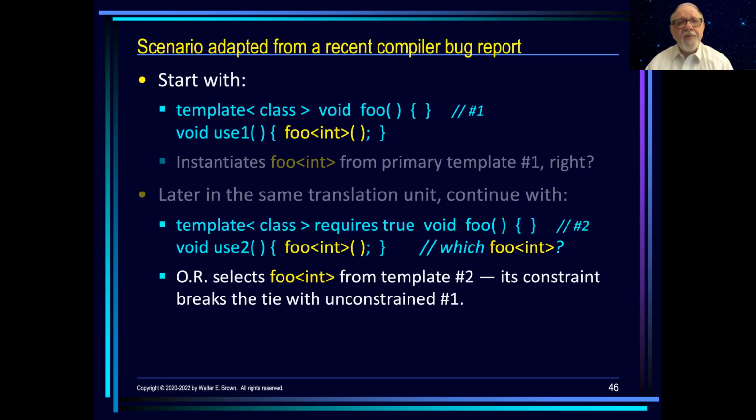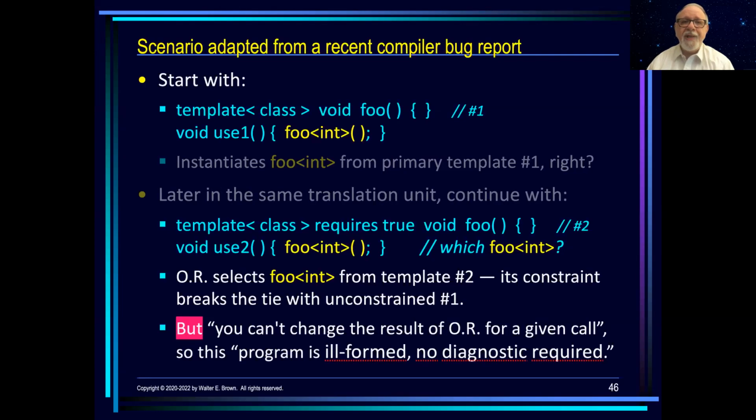Well, so much for overload resolution. But we have a big problem. A rule says you can't change the result of overload resolution for a given call. So we're doing a given call from 2 different places. They are required to have the same result from overload resolution. Since they don't, we end up with an ill-formed program with no diagnostic required.